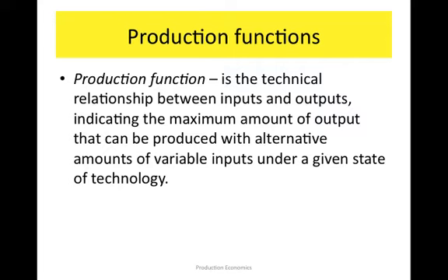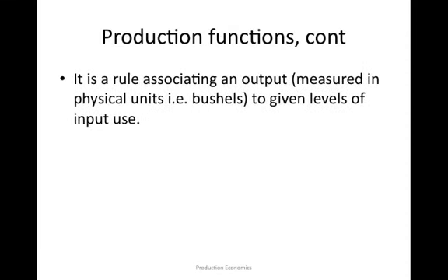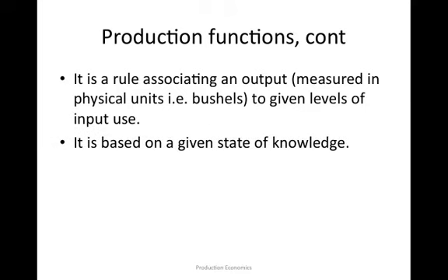If we change the amount of inputs that we use, that's going to change the amount of output that we're going to get. If we change the technology, that's also going to change the amount of output that we're going to get. But I want you to remember that these production functions simply characterize the physical relationship between the input used and the output level that's achieved by applying those inputs. It's actually really quite simple. It's just a rule. It shows how much output you're going to get given the amount of inputs that you've used. And it's also based on a given state of knowledge.